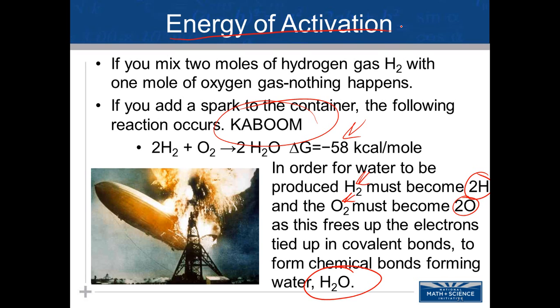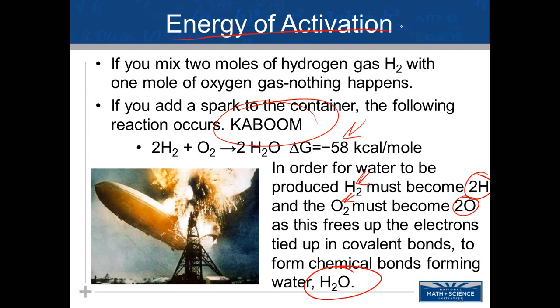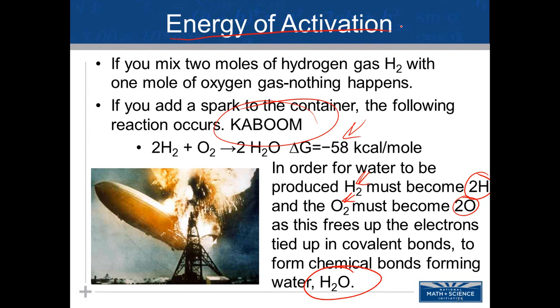Now, an example of an explosive exergonic reaction, of course, is the Hindenburg. And the Hindenburg was a dirigible that was filled with helium gas. It was lighter than air and floated across the Atlantic. When it reached the United States, there was some sort of spark. It interacted with some wires, but at any rate, there was this very reaction take place, and a terrible explosion took place.